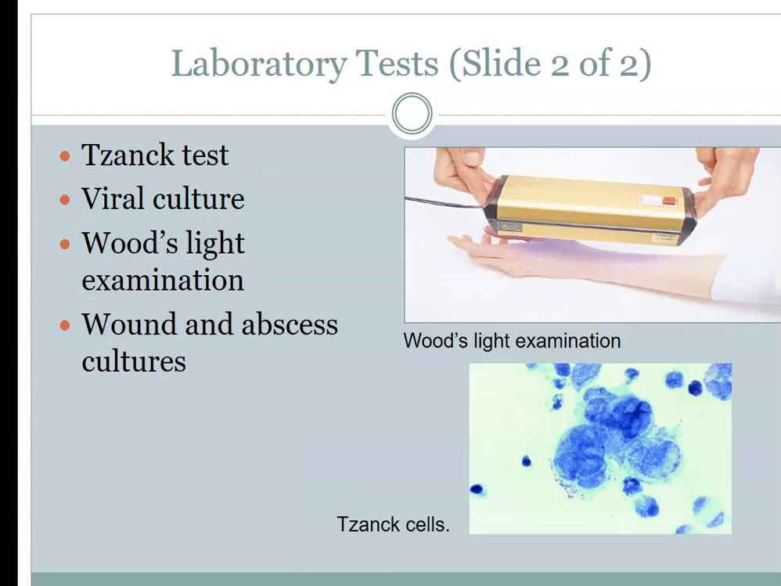The Tzanck test is used to test for herpes zoster and herpes simplex. Viral cultures are samples of vesicular fluids to help identify the type of virus in a lesion. Wood's light examination is a method of detecting tinea or pseudomonas in burns. Wound and abscess cultures are samplings that identify pathogens in diabetic or decubitus ulcers, postoperative wounds, or abscesses.